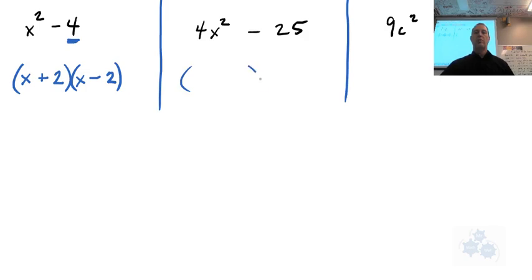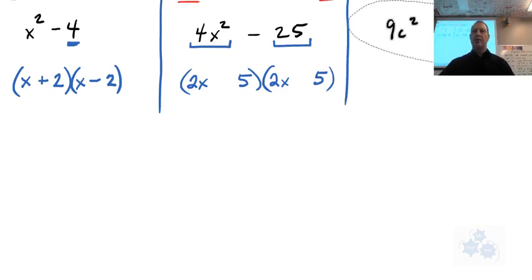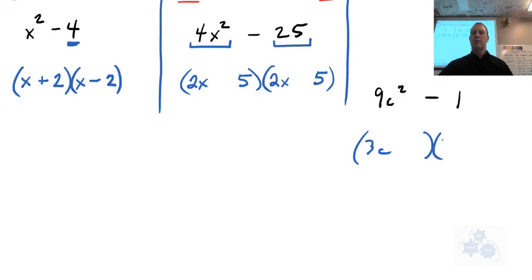So this one, we're going to have two binomials. The square root of 4x squared is 2x. So that goes there and there. The square root of 25 is 5. That goes there and there. And the square root of 9c squared minus 1 is 3c. And then what's the square root of 1? 1. Yeah, square root of 1 is itself.